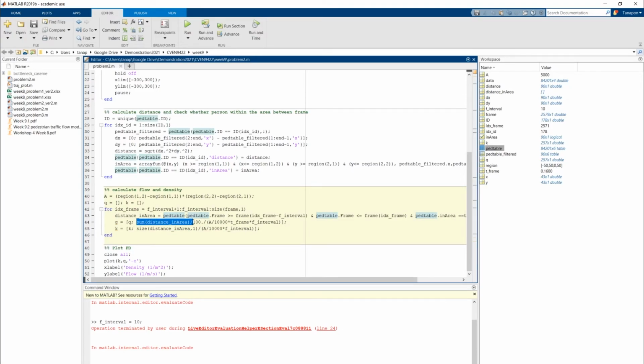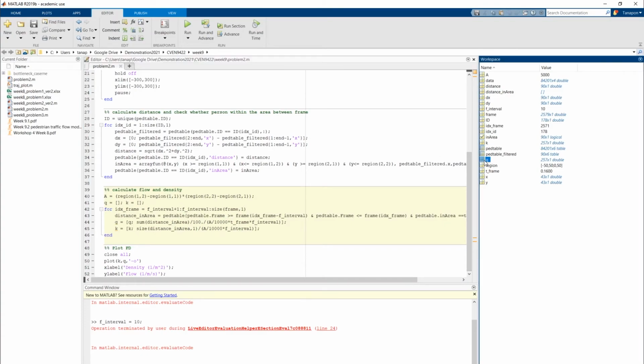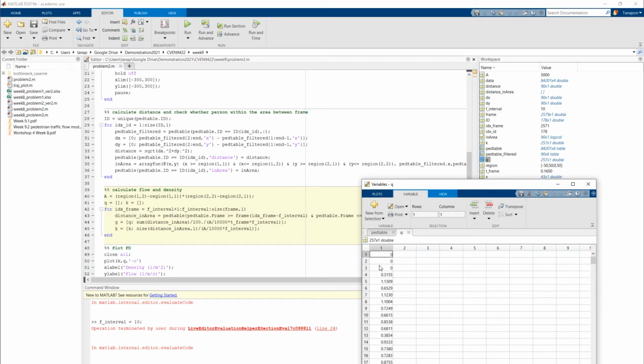So if we sum the total distance divided by the area times time frames times time interval, that's going to give us the Q. So this is the flow for each time step.